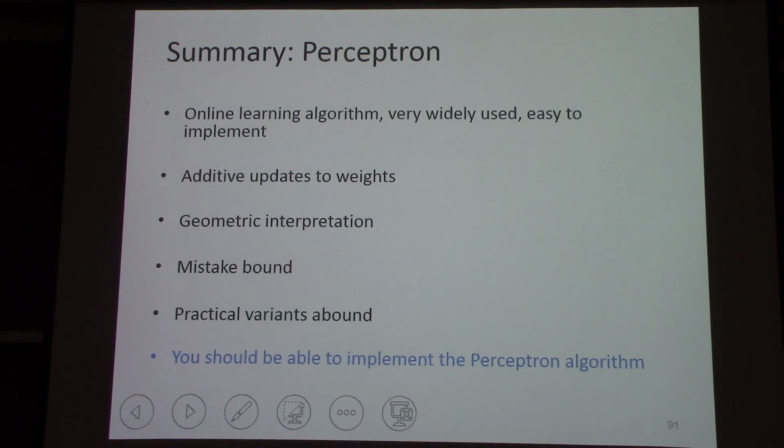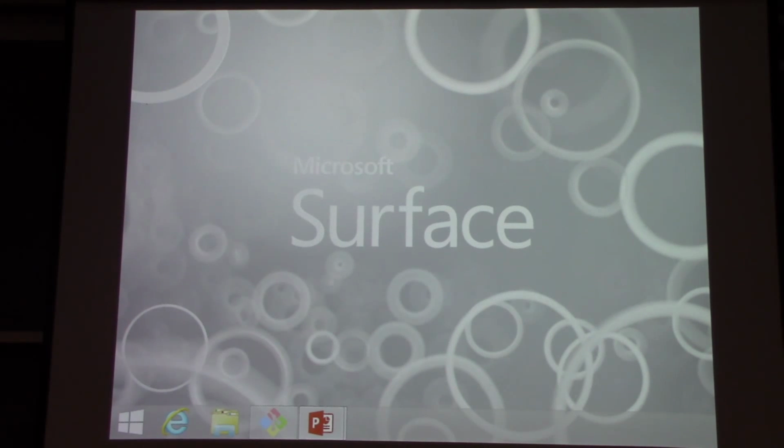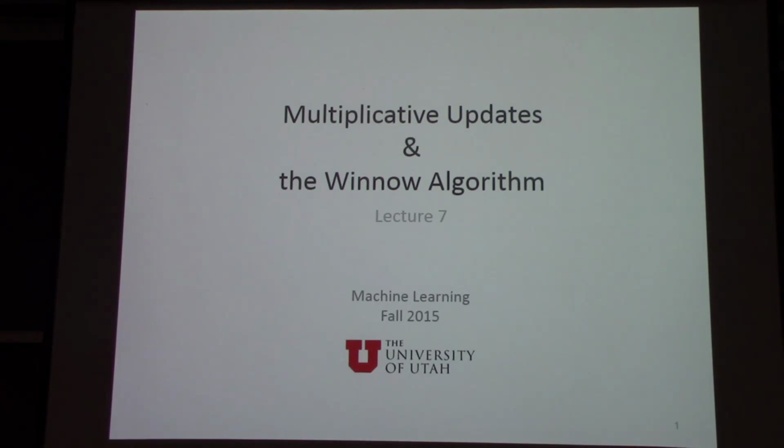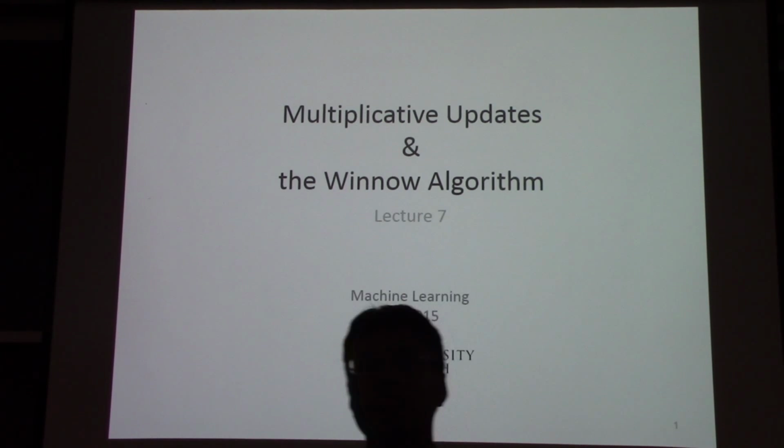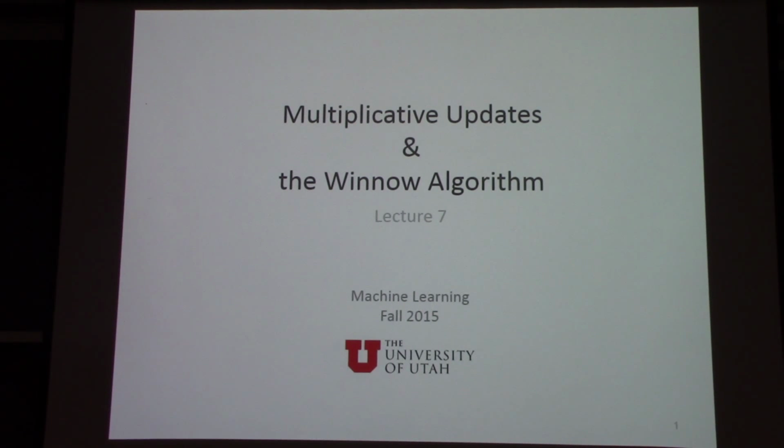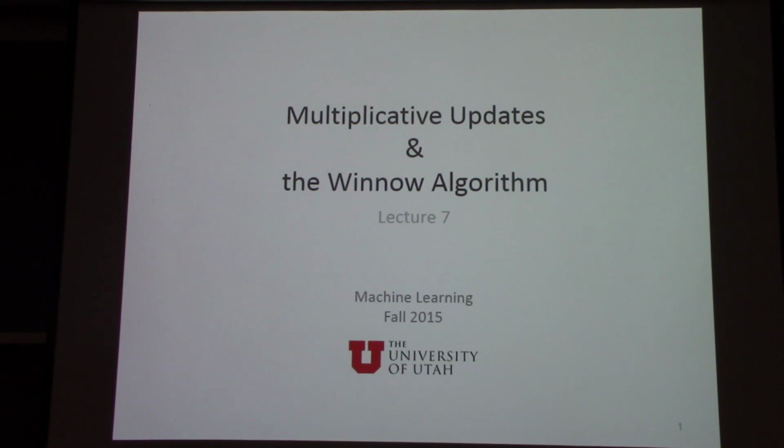Since we have half an hour, I'm going to try to see how far we can get into the next learning algorithm, which is another... I've already given you a hint as to what the difference is. The Perceptron algorithm was an additive update rule. We're now going to look at another online learning algorithm called Winnow, where the update rule is multiplicative.